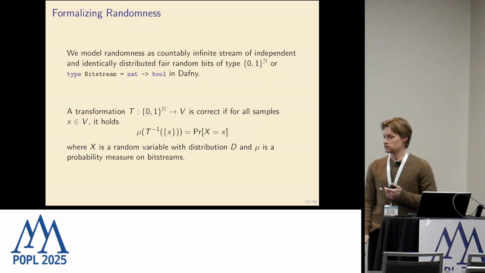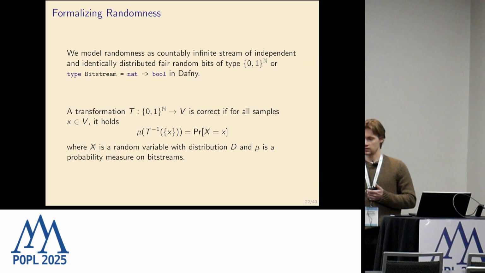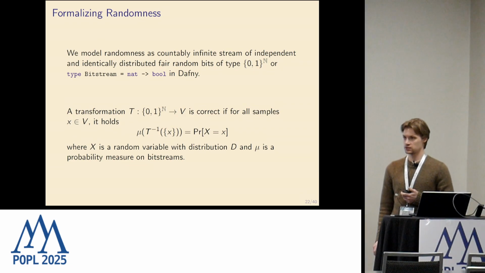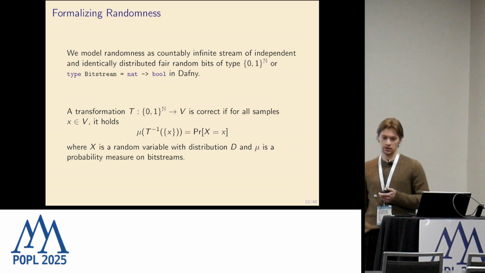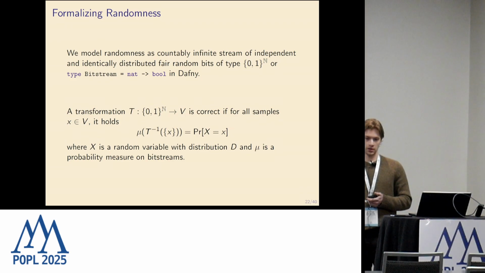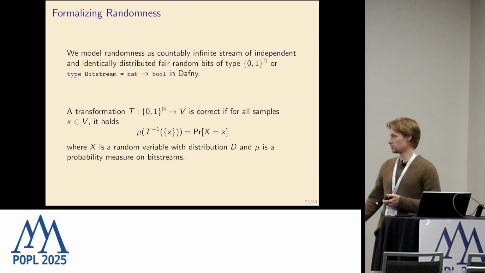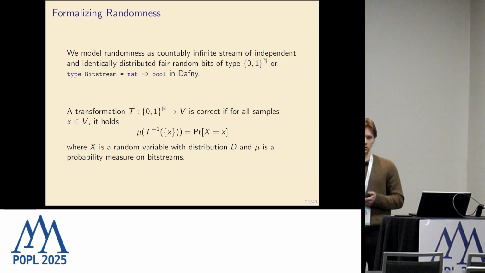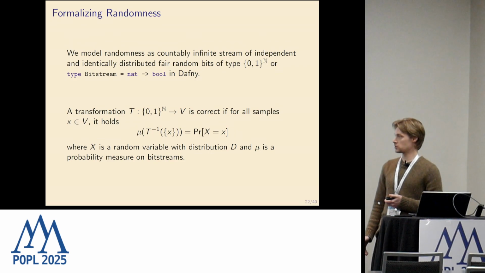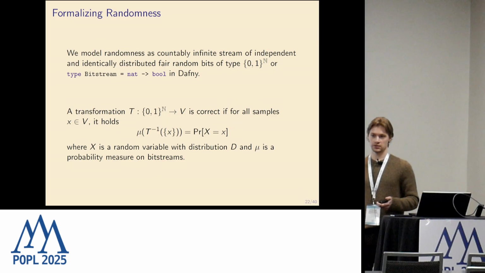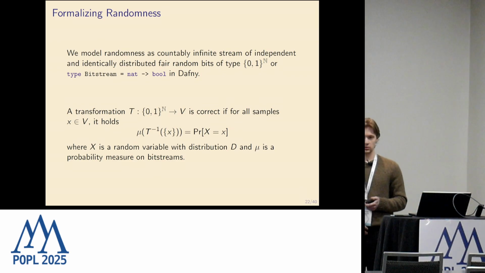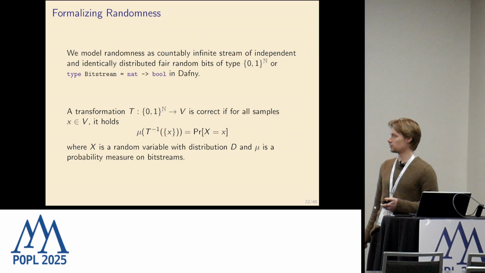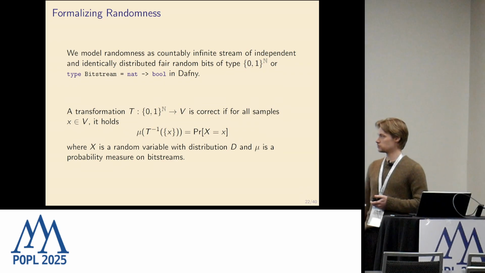So the way we model randomness in Dafny follows a perspective taken by Joe Hurt in his PhD thesis. Essentially a randomized algorithm or a sampler from a distribution D that takes values in a domain V would be modeled as a transformation that takes as input so-called bit streams, which are essentially infinite sequences of Booleans, and then transforms that into a sample or into a value in this domain V.